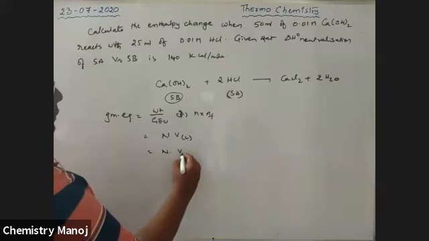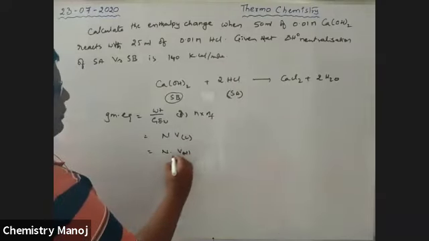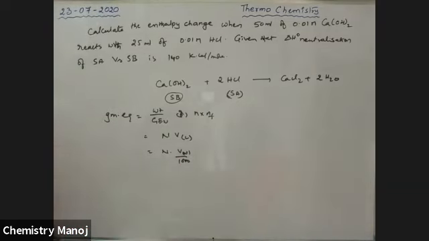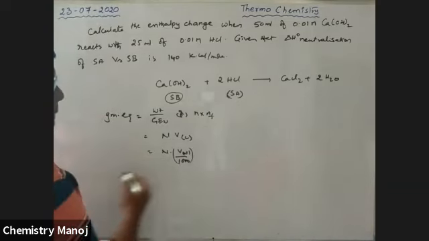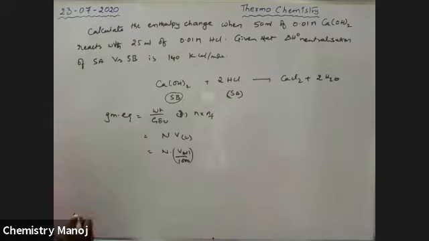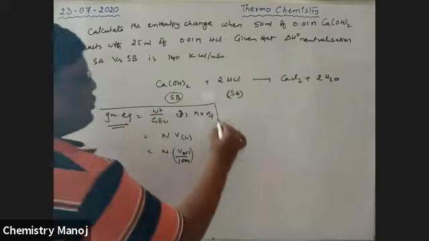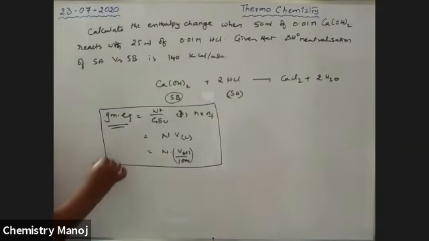That is milliliters by 1000. Milliliter by 1000, this is volume in percent. These are the terms used. This is the gram equivalence way, a formula used to calculate gram equivalence.